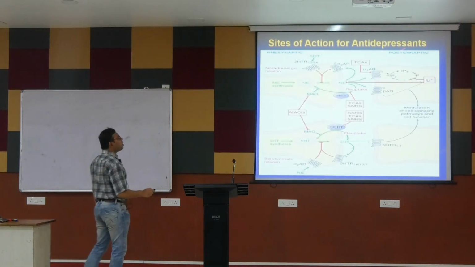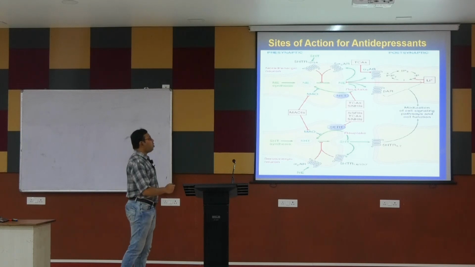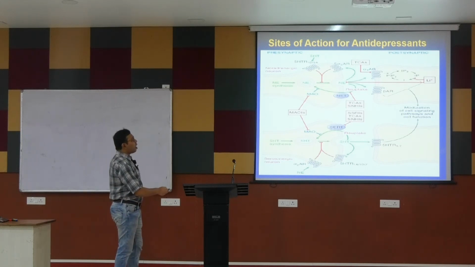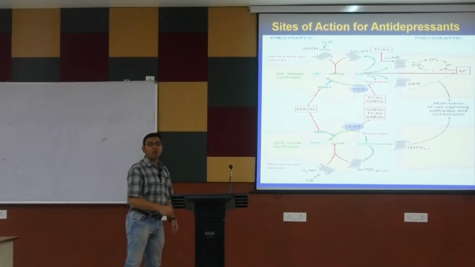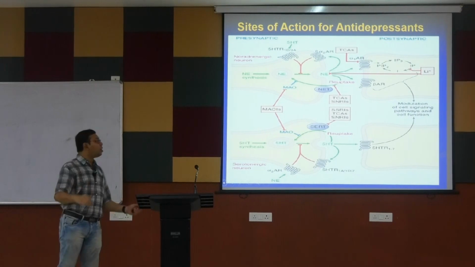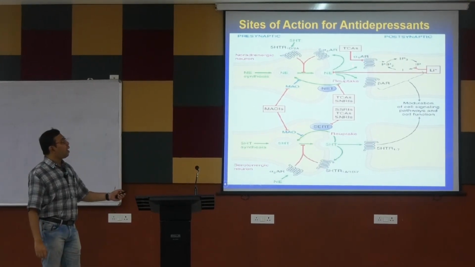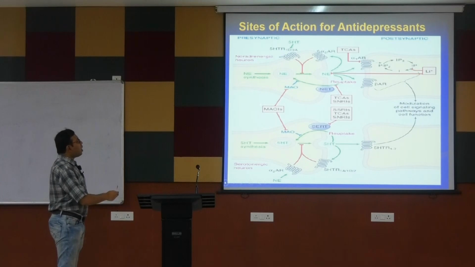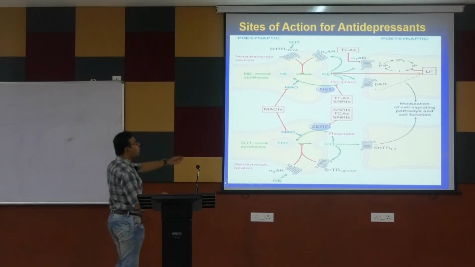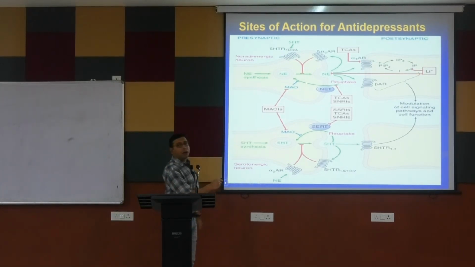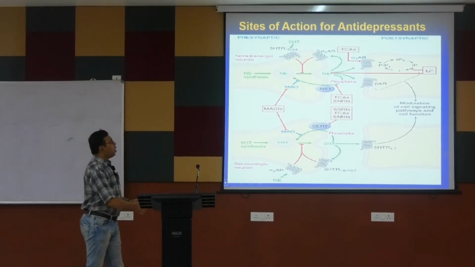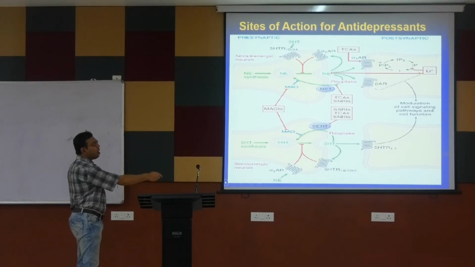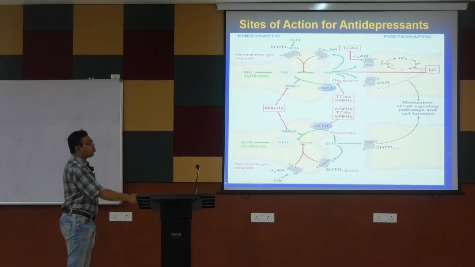So the site of action for the different antidepressants we have already discussed. This is the serotonin transporter and this is the norepinephrine transporter. We are blocking these transporters or we are blocking the metabolism. So these are the different drugs. For example, MAO inhibitors we have already seen. MAO inhibitors block the monoamine oxidase, which ultimately inhibits the metabolism. There are tricyclic antidepressants and SNRIs that block the norepinephrine transporter and serotonin transporter.